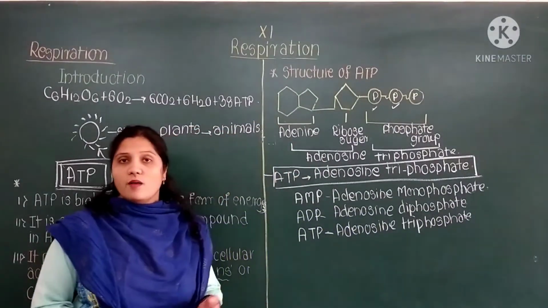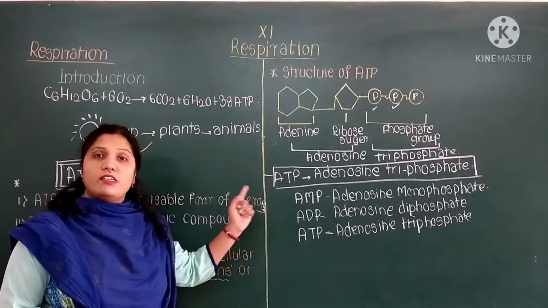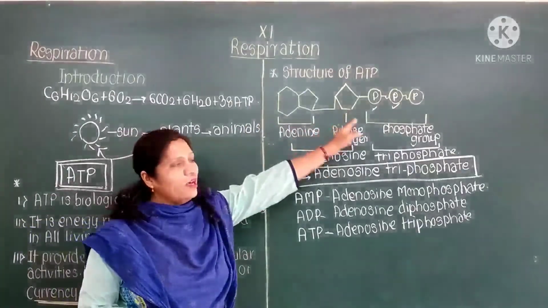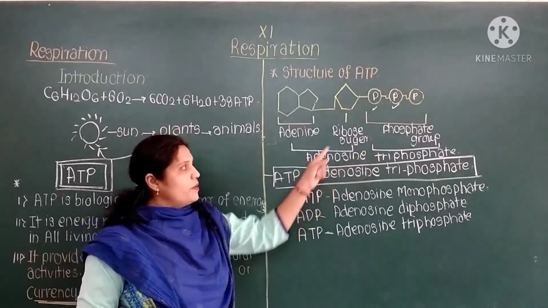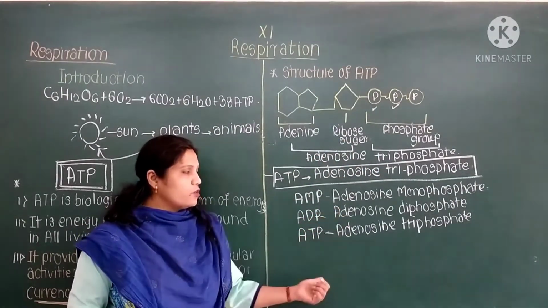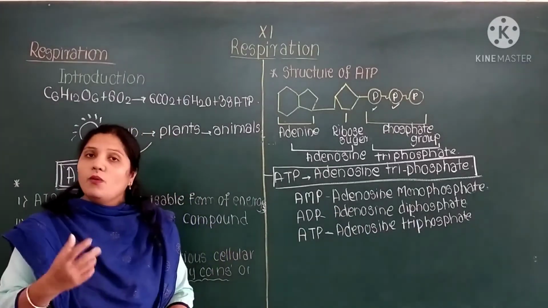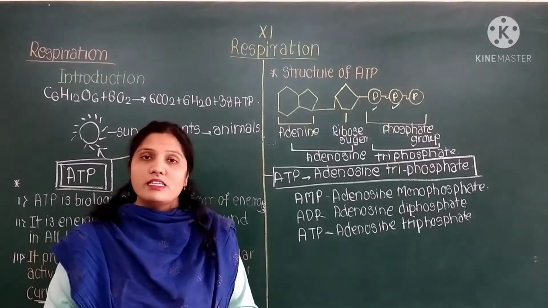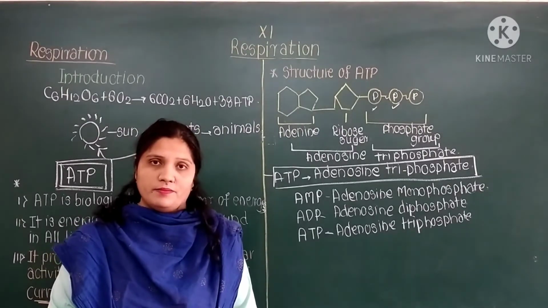Now we'll see the proper structure of this ATP. See here, adenine, then ribose sugar, and then phosphate. On the basis of the phosphate group, three types are there: adenosine monophosphate, diphosphate, and triphosphate. Now let's see how there is a production of ATP, how there is a synthesis of ATP in plants.